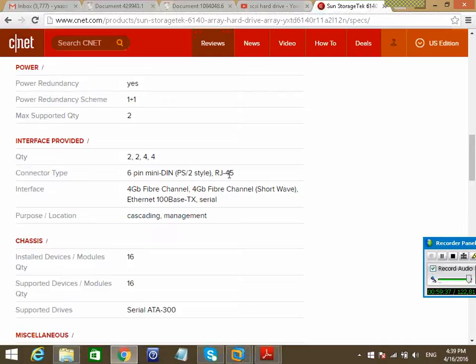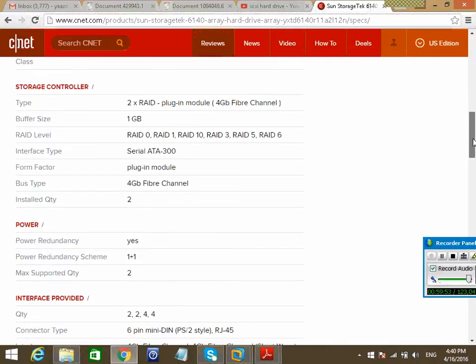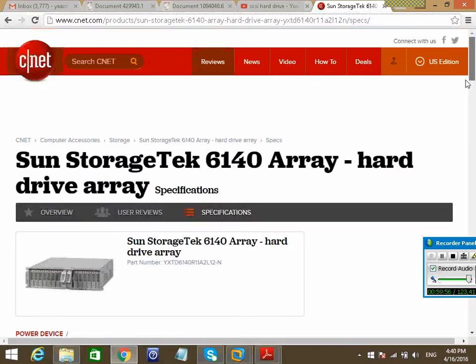It is supporting the RJ45. RJ45 means it is supporting the Ethernet network, as well as the Fibre Channel, which is the HBA card. Understood?